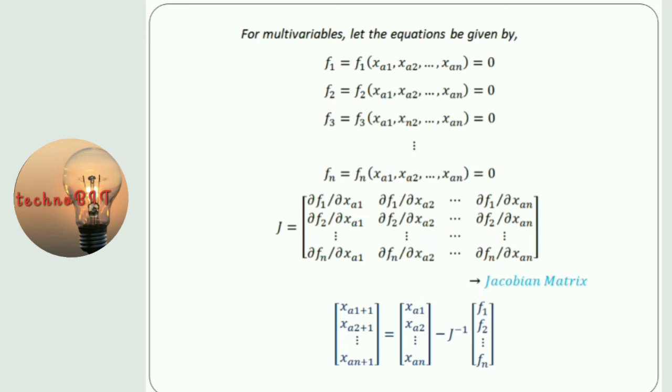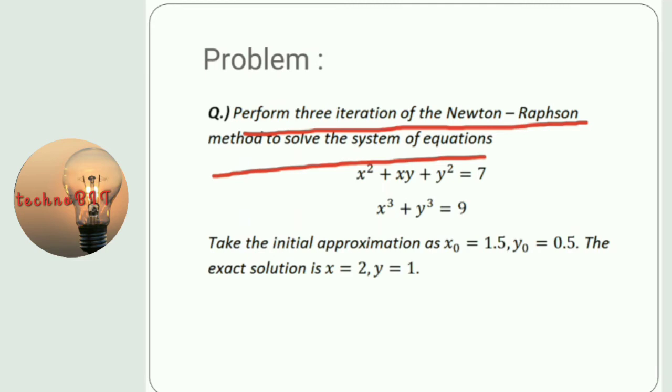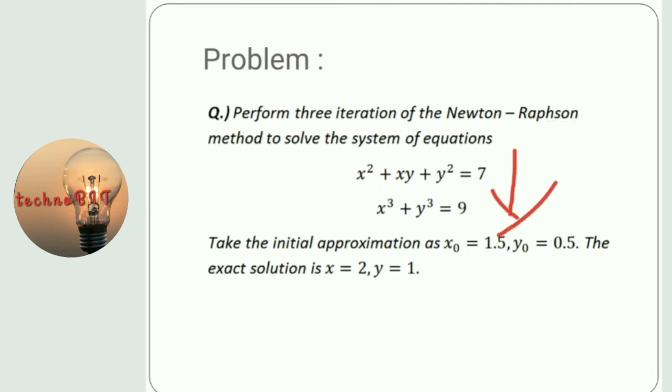Now have a look at an example based on this. So this is my example. What is this? The question says to perform 3 iterations of the Newton-Raphson method to solve this system of equations. Here we have these equations. So just note that the simple Newton-Raphson method is only given in the question.